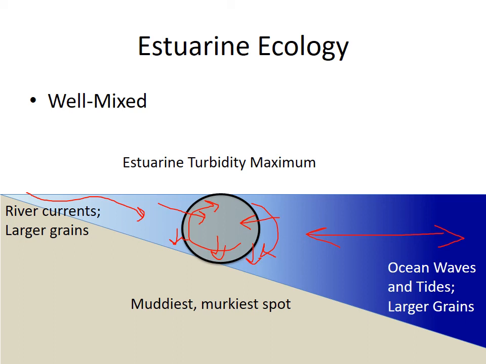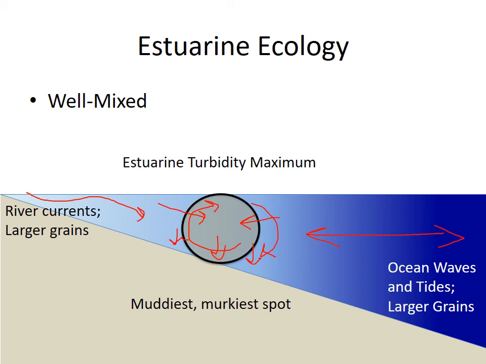where a lot of organisms have a hard time surviving because there's so much mud mixed in with the water that filter feeders can't filter efficiently, predators can't find their prey because the water's so murky, although there are some organisms, particularly as larvae, that will actually seek out the estuarine turbidity maximum because it's kind of like a hiding place from their predators.